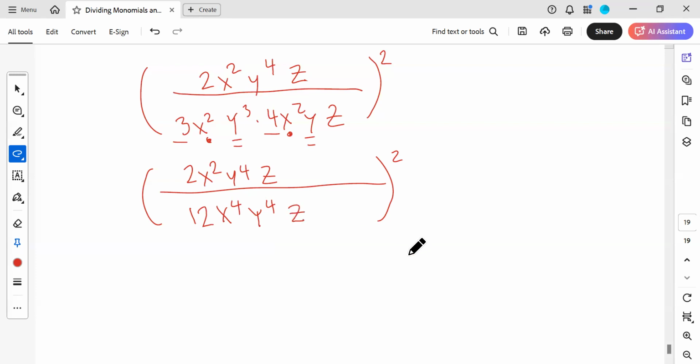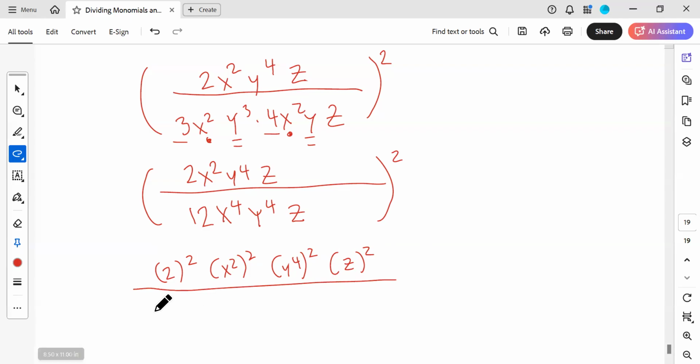Is it clear? Now we're going to apply that exponent, right? So now I'm going to have my same 2 to the 2nd, x squared to the 2nd, y to the 4th to the 2nd, and then z to the 2nd. On the bottom, I'm going to have 12 to the 2nd, x to the 4th to the 2nd, y to the 4th to the 2nd, and then z to the 2nd. So this 2 got applied to everything on the top, everything on the bottom.